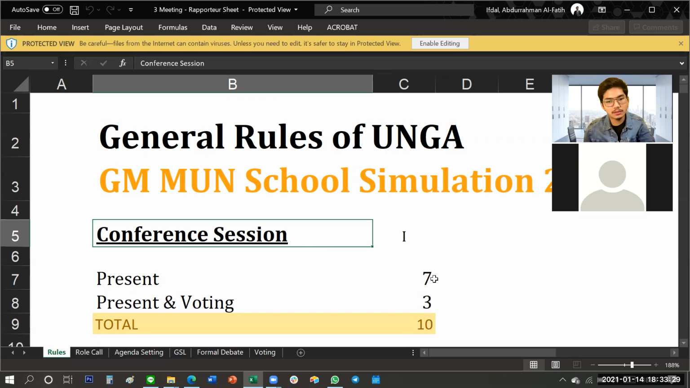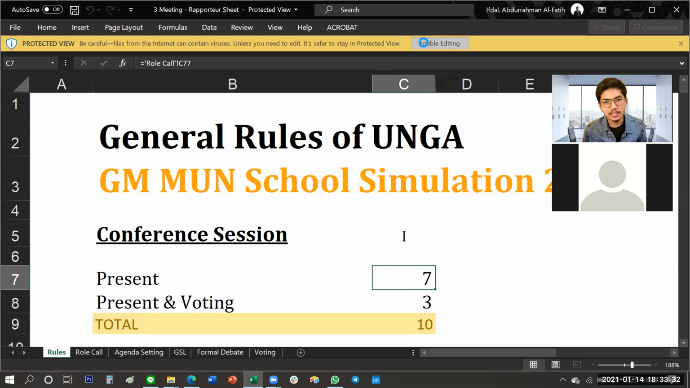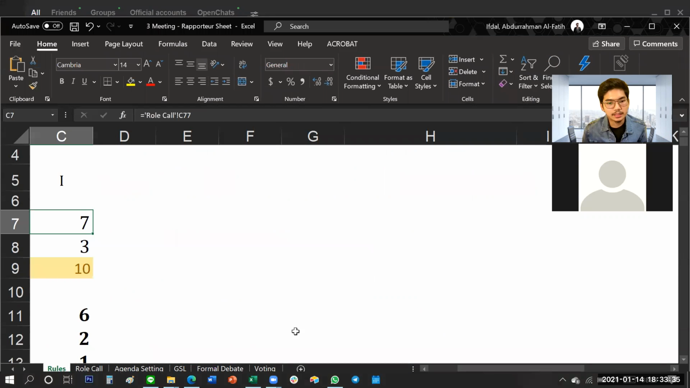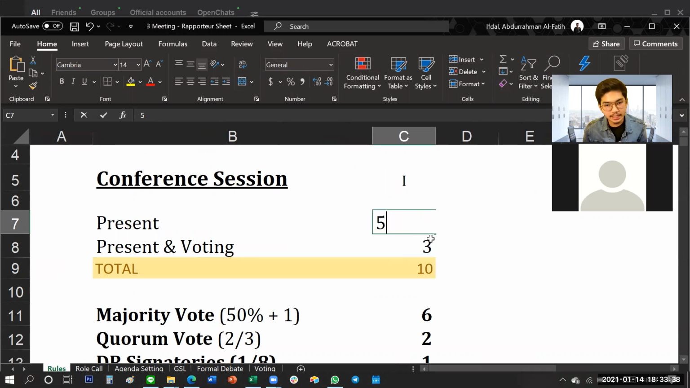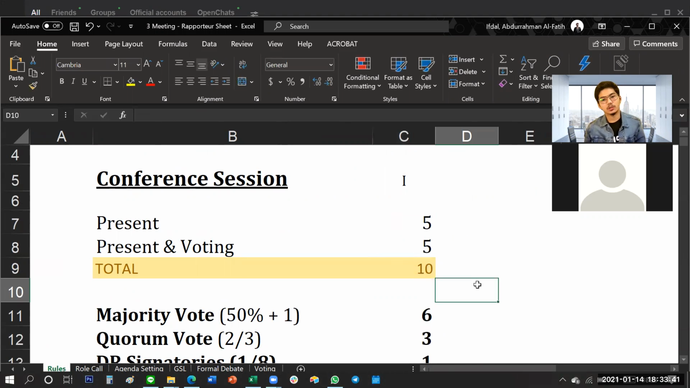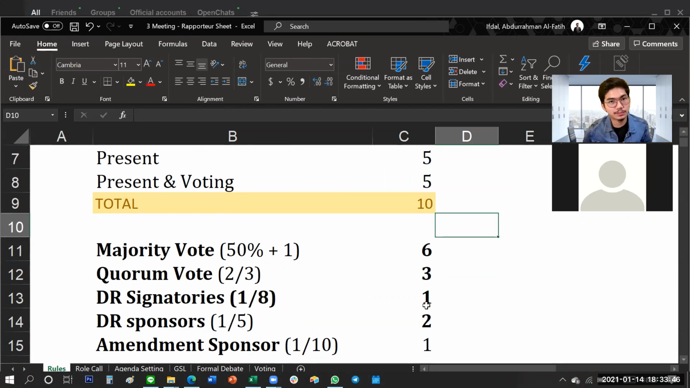For example, there are five delegates who are present and voting, and seven delegates who are present and voting. So there are 10 delegates. You can see here that the majority vote will be 50% plus one, and this will be counted based on the total delegates in the session of the MUN. Sometimes in the first session there can be 10 delegates, but in the second session there can only be, for example, 9 delegates, because one delegate is going to the toilet, or cannot come to the session at the moment due to certain reasons.